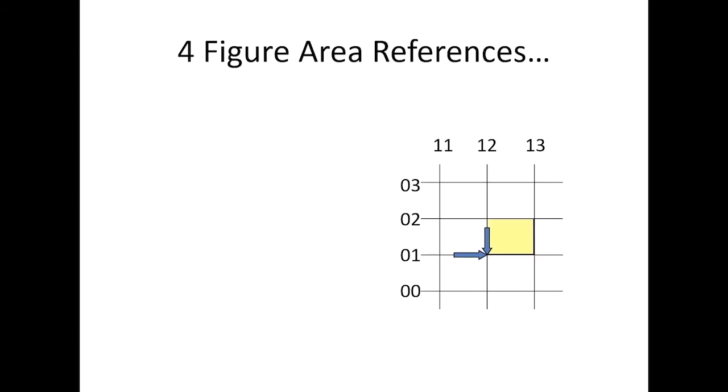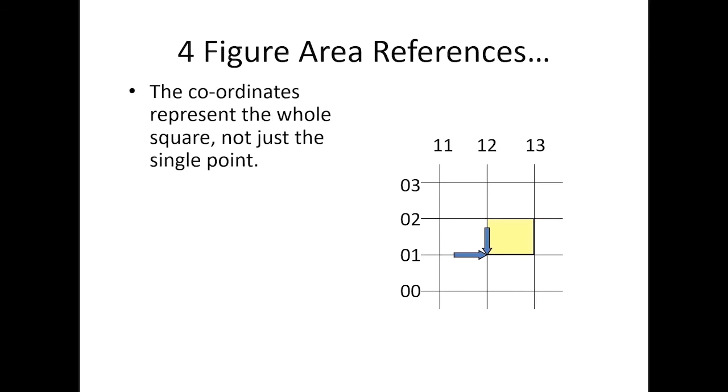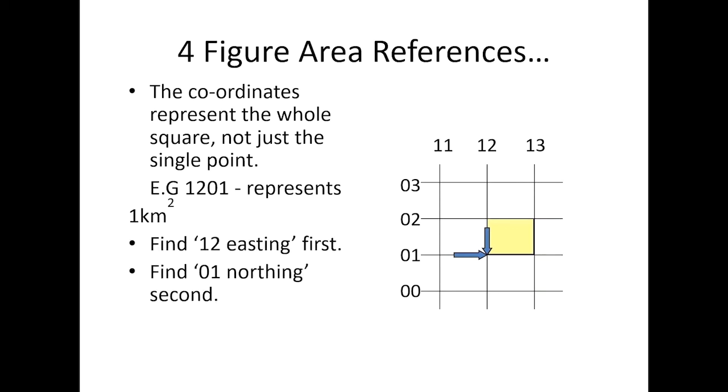You can also give a 4-figure area reference. If you need to describe a whole area, then you just give the 4-figure area reference of the bottom left-hand corner of that grid square. So in this case, the area reference would be 1201. Eastings first, then northing. Okay, 1201, and that represents that whole square, which is 1 kilometre squared.